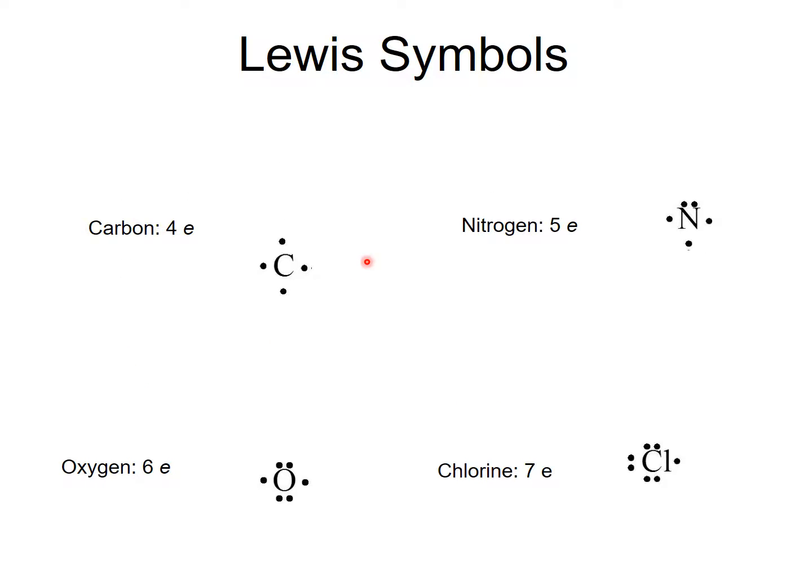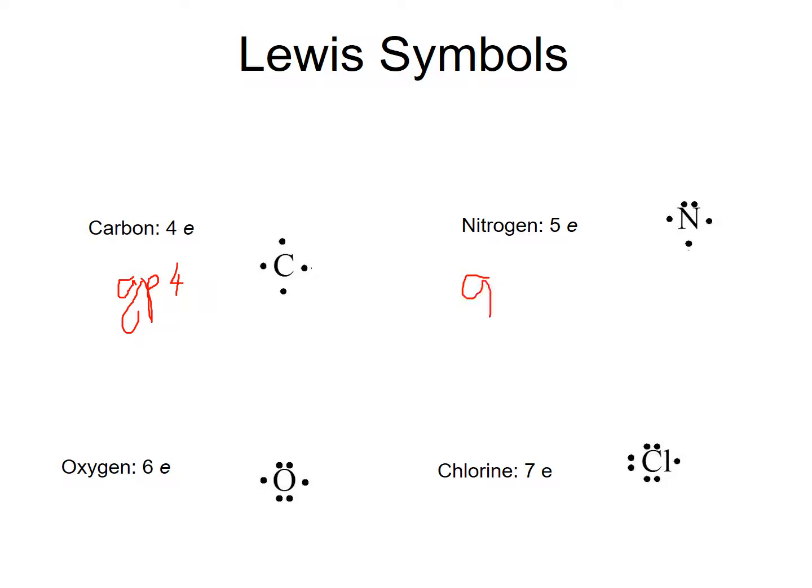Okay, so what about Lewis symbols? The way you can write Lewis symbols is actually pretty straightforward. Carbon is in group 4. Nitrogen is in group 5. So carbon, in group 4, has 4 valence electrons.